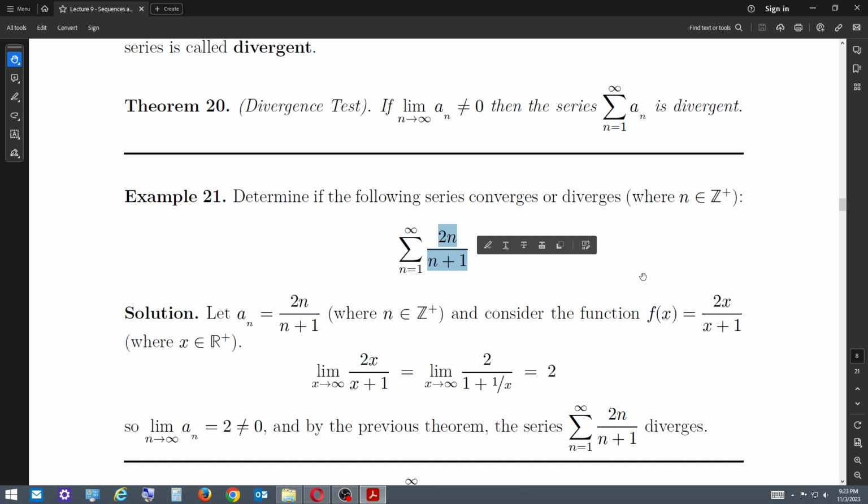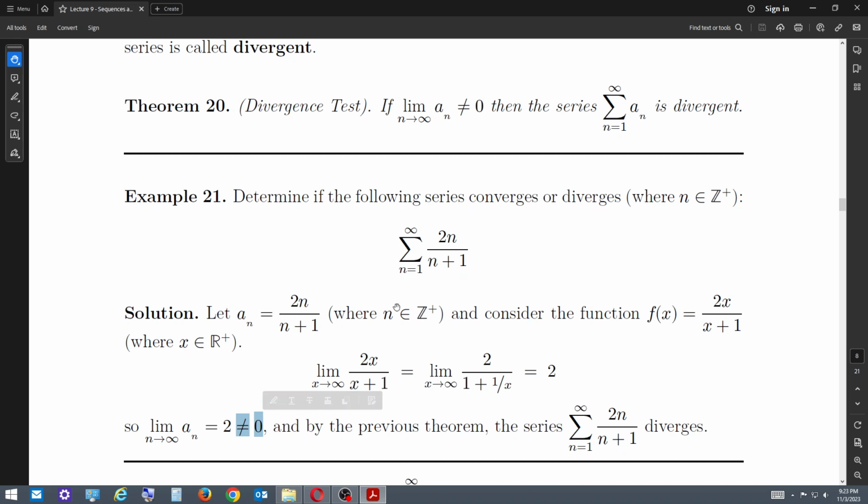Again, remember how we do this for a sequence: we introduce the function f(x) over the set of positive real numbers as the same function replacing n with x, and we find the limit of that as x goes to infinity. In this case, the limit works out to be 2, which means that the limit of a_n is also 2. But because the limit is 2, it means it's not equal to 0.